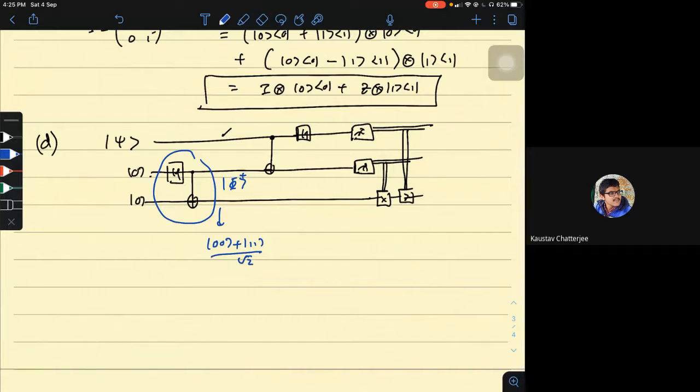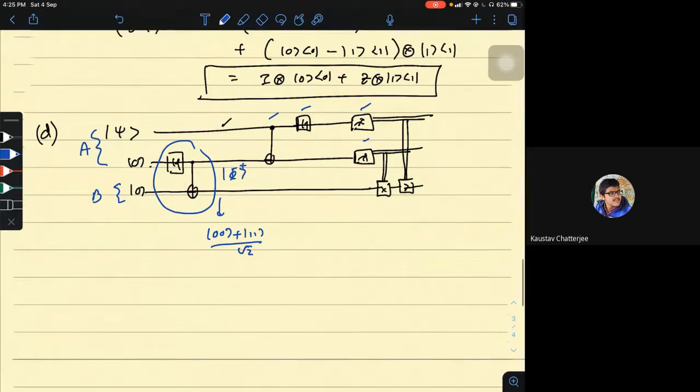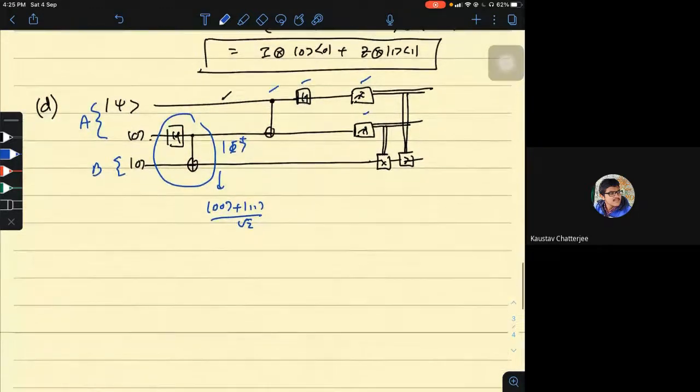Then I do the following operation where I apply a CNOT and a Hadamard, and then I measure these and send my measurement values to Bob. This is Alice and this is Bob. This is basically the quantum teleportation protocol which was discussed in the lectures. So now let's try to reduce this to a swap gate.